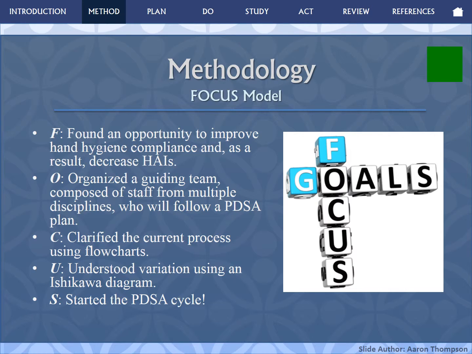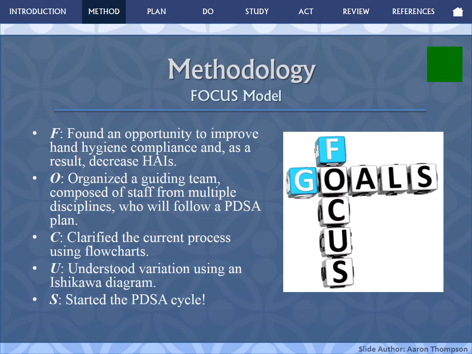The FOCUS model, developed by the Quality Resource Group and Dr. Paul Batalden, explores the opportunity, team, process, variation, and strategy surrounding an issue. FOCUS can be used to generate information about undesired variation, which can subsequently be implemented into the PDSA strategy. Essentially, it lets us take a baseline prior to engaging with the change process.